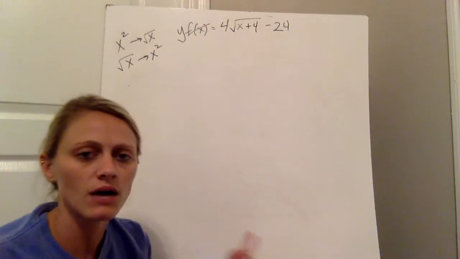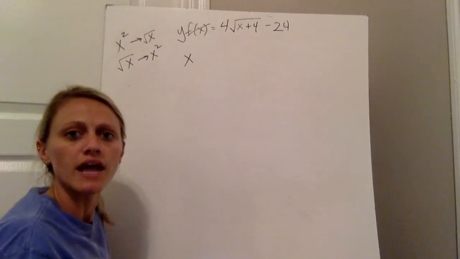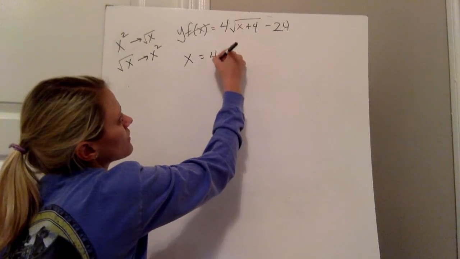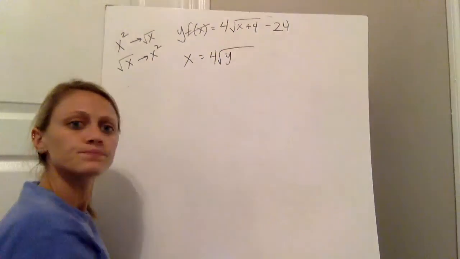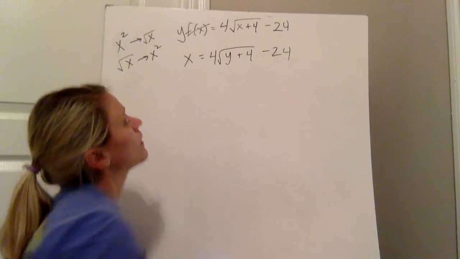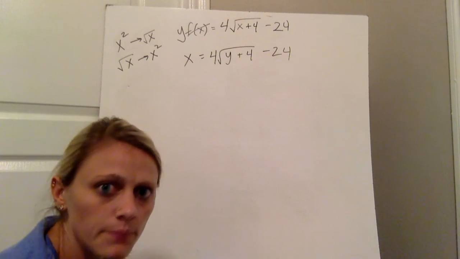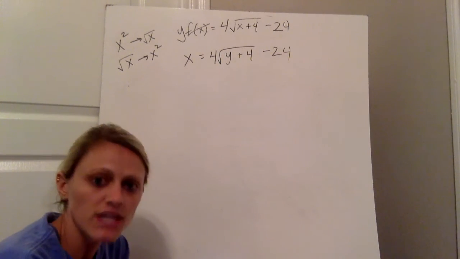So now obviously I'm going to switch the x and the y. So instead of y, I'll have an x. Over here I'll have 4 square root, instead of an x, put a y, plus 4, minus 24. Okay. So again, we're still solving for y. That's never going to change. We've got to solve for y.